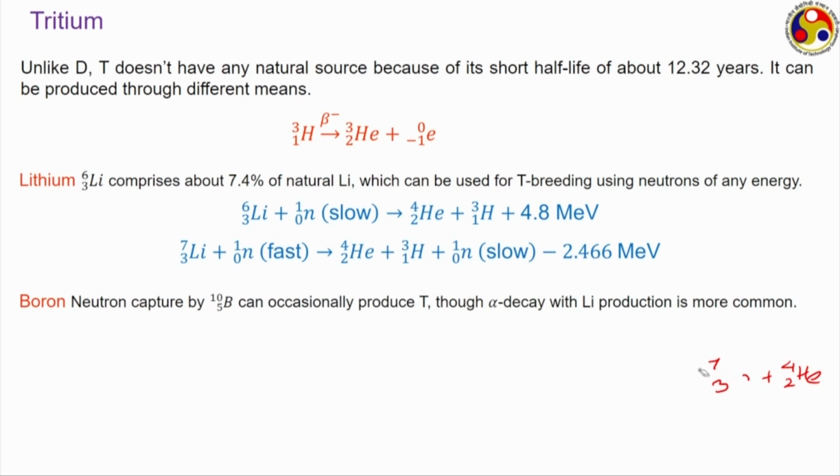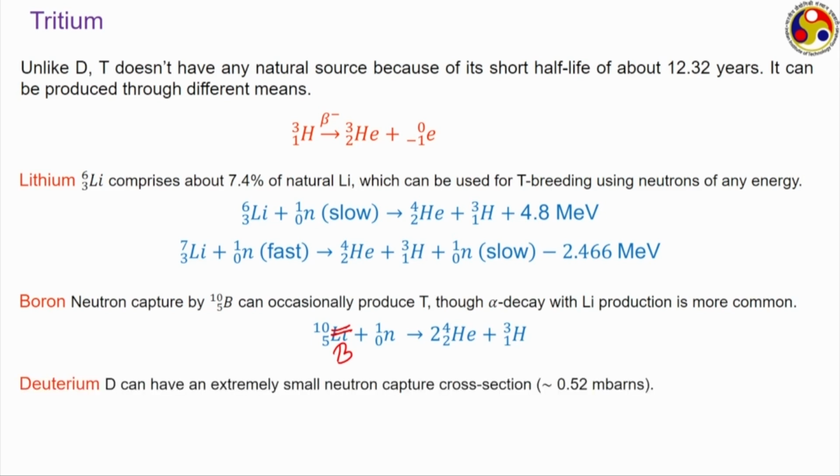But there are also possibilities, though fractional, the corresponding percentage probability is quite small, but it is still possible that boron can also produce tritium by a reaction like this, where it should not be lithium, sorry, this should not be lithium, this is actually boron 10. So, boron 10 capturing a neutron and produce 2 helium isotopes plus 1 tritium. Then deuterium has an extremely small neutron absorption cross section of something like 0.52 millibarns.